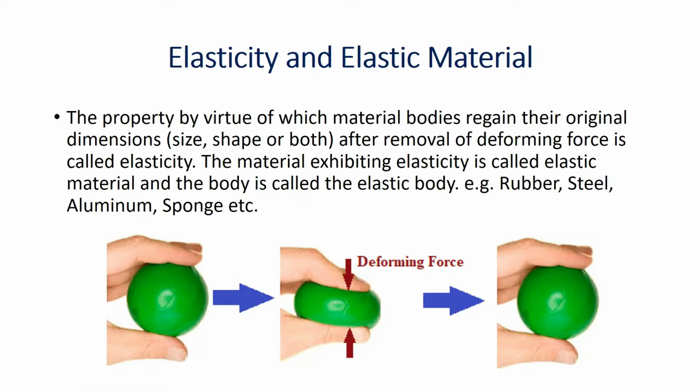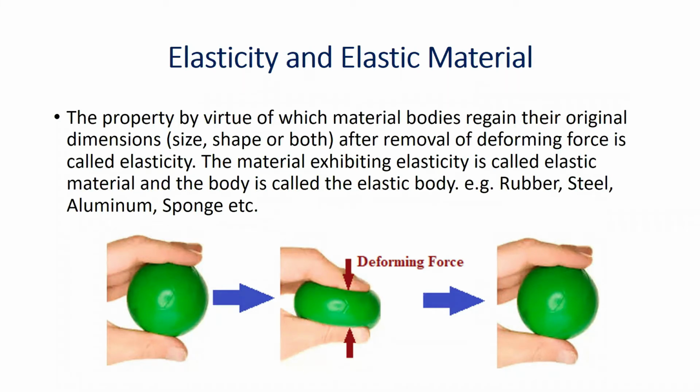The property by virtue of which material bodies regain their original dimensions, size, shape, or both after removal of deforming force is called elasticity. The material exhibiting elasticity is called elastic material, and the body is called the elastic body. Example: rubber, steel, aluminium, copper, etc.